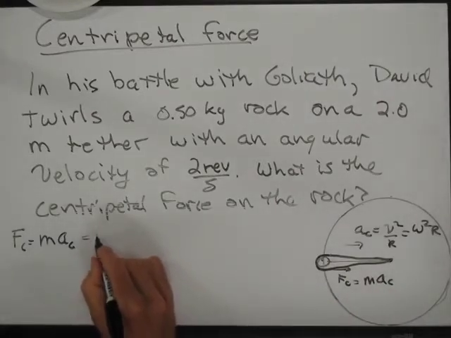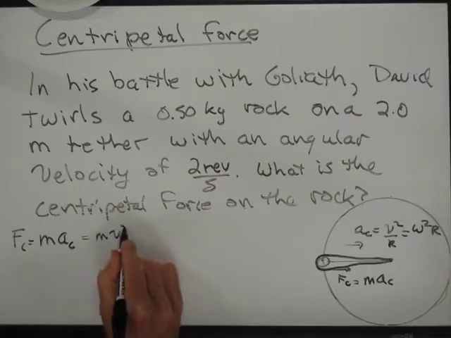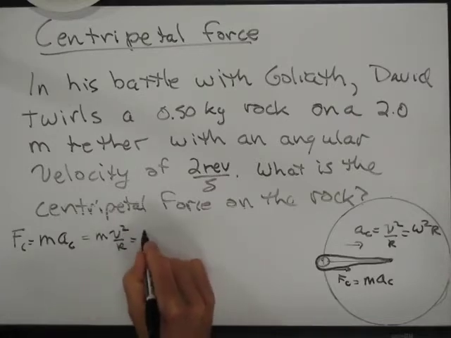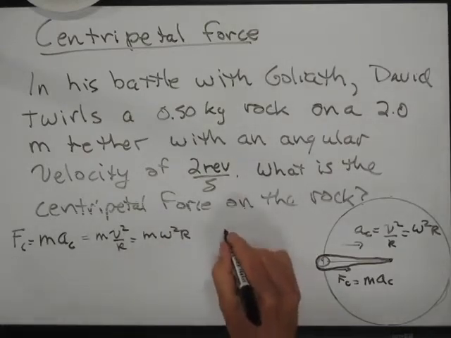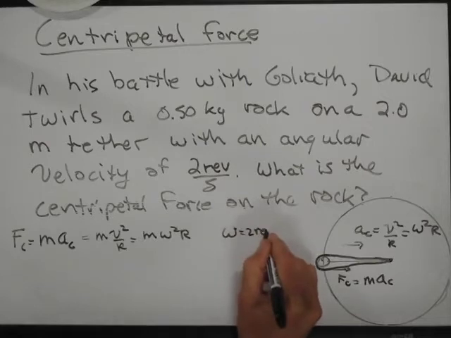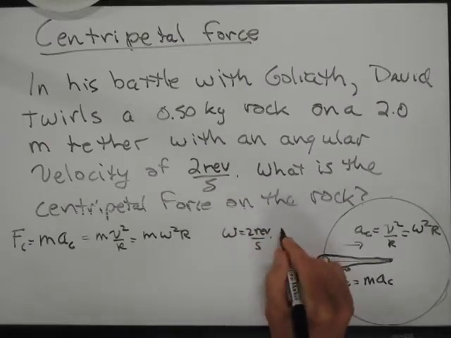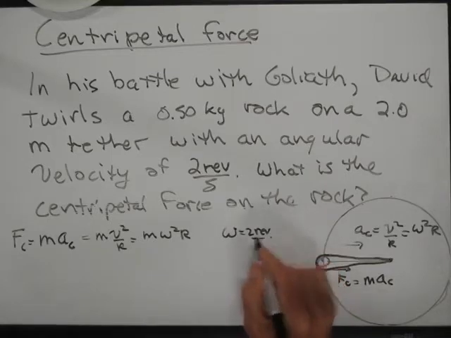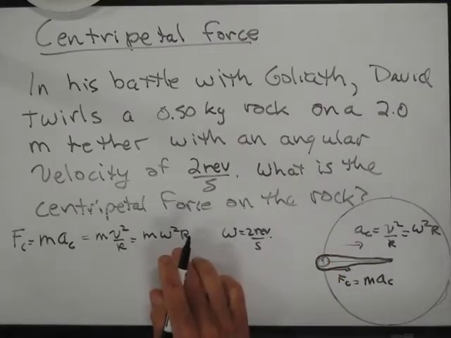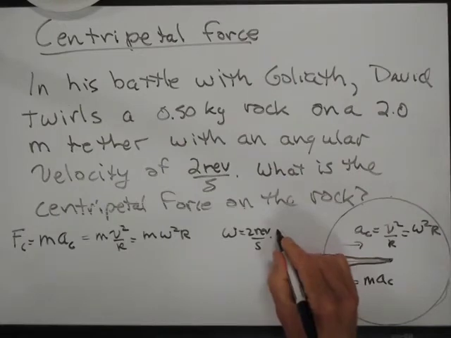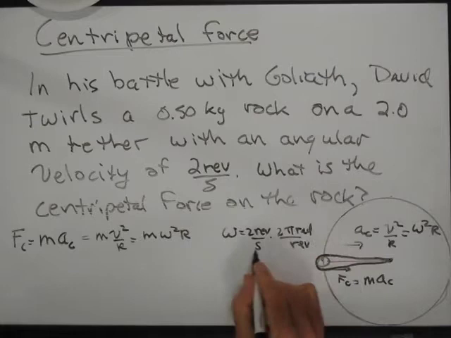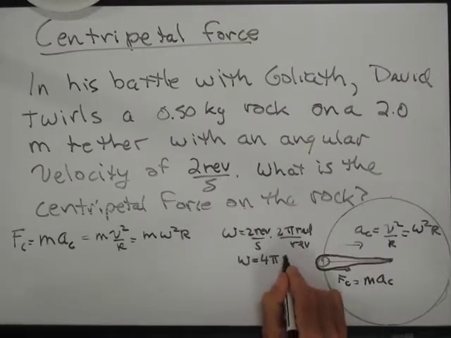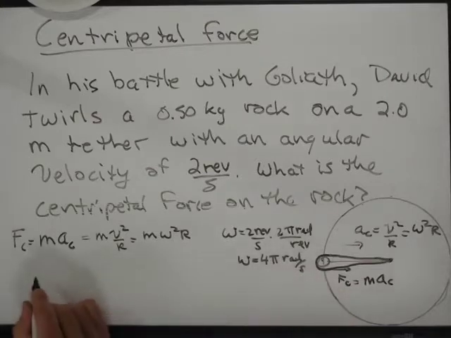That's equal to m a sub c, which is equal to m v squared over r, or equal to m omega squared r. Omega is 2 revolutions per second, but I can convert that into radians per second, which is what I want to do to be in SI units. And so I want to multiply that by 2 pi radians per revolution, which gives me an omega of 4 pi radians per second.